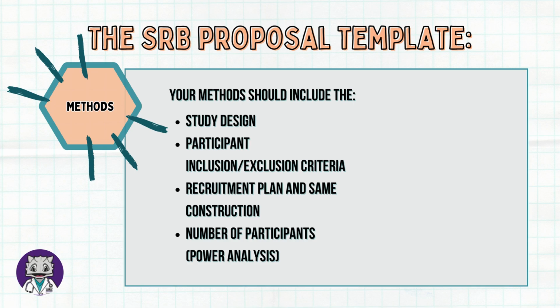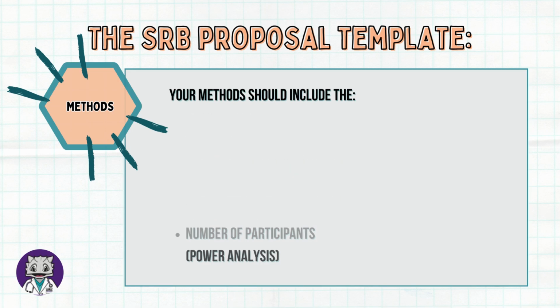Your recruitment plan will describe how subjects in your study will be recruited, including detailed information on the materials used. In this section, you will include exact wording or exact documents of advertisements. This section will also include the number of participants, power analysis, or a statistical calculation that determines the minimum sample size needed for an experiment. More information about this can be found in our Statistics 101 video in our channel.